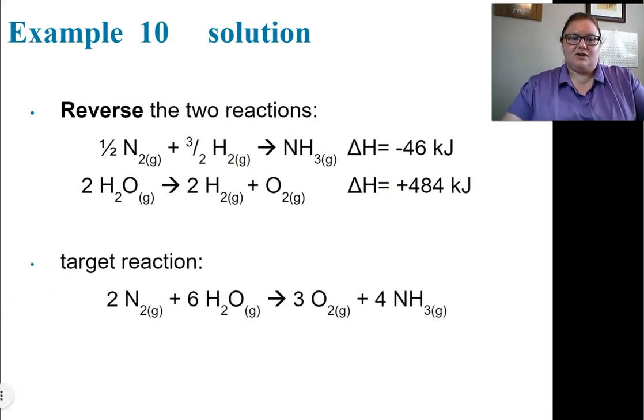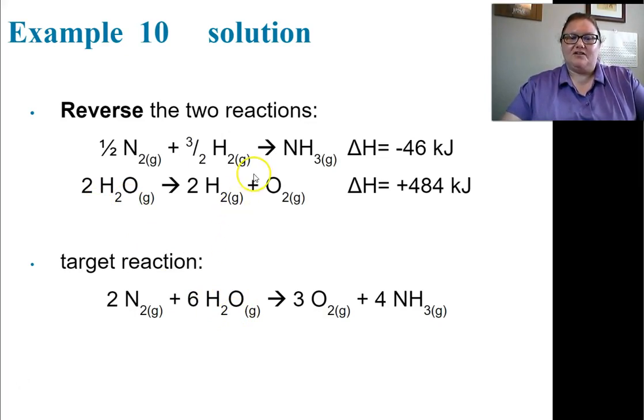And so here's our target reaction again. So now compare what we have on the reactant side. We have nitrogen here in our first reaction. Nitrogen is given on the reactant side in our target. So that's lined up. We'll get back to the hydrogens in a second. In the second reaction, we have water here as a reactant. We look at our target. Water's on the reactant side. That's matched. That's lined up.